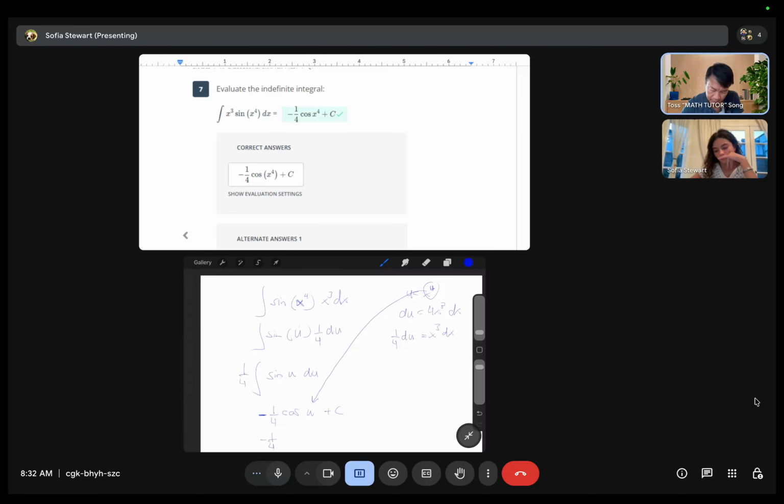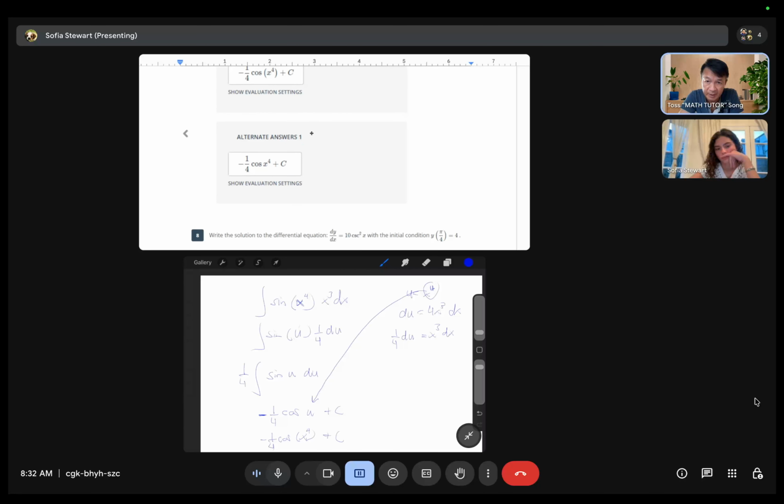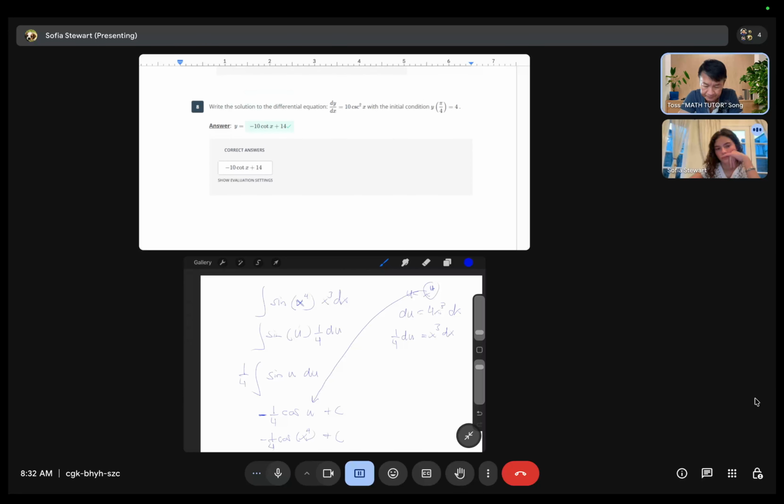Okay. So yeah, if you think about it, it makes sense. Yeah, the problem is in terms of x. The answer must be in terms of x because you don't have an upper or lower limit.